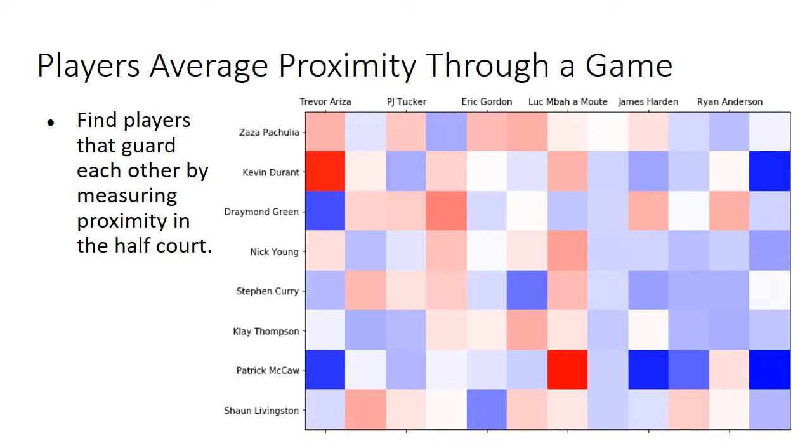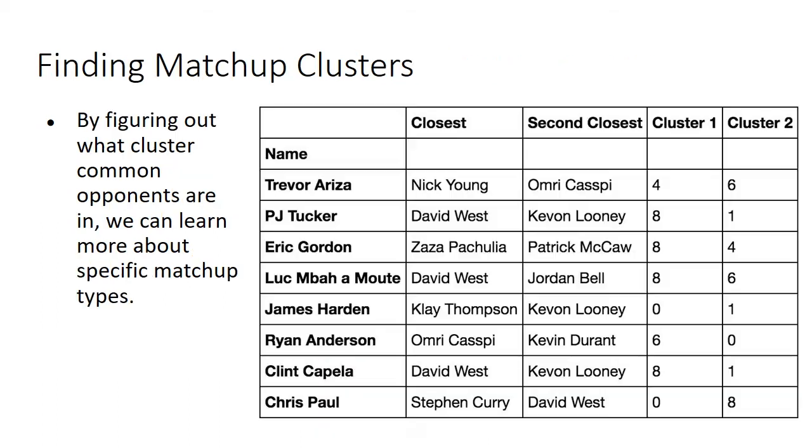The next thing I wanted to do is take the specific Warriors-Rockets matchup and figure out what player each person is matched up against for most of the game, because through this we can glean more information about what their matchup is like. So we're taking the average proximity of each 2 players over the course of a half-court offense throughout the entire 2 games. This grid shows us which players spend time near each other. It makes sense that Chris Paul and Steph Curry would spend a lot of time near each other, and that's borne out by the data here.